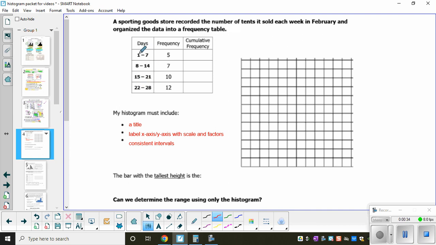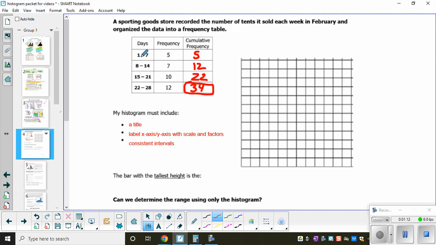Now it looks like in that first week of February, there were 5 tents that were sold. So far in the data, we'd have 5 tents that were sold. Now in the next week, there were 7 more tents sold. So 5 plus 7 is going to be 12 tents sold so far. The third week, there were 10 more sold. So that's 22 total so far. And in the last week, there were 12 more sold. So we have 34 tents sold in the month of February. Okay, so that's again what the cumulative frequency does, and it allows you to see the total right there. So there would be 34 tents total.